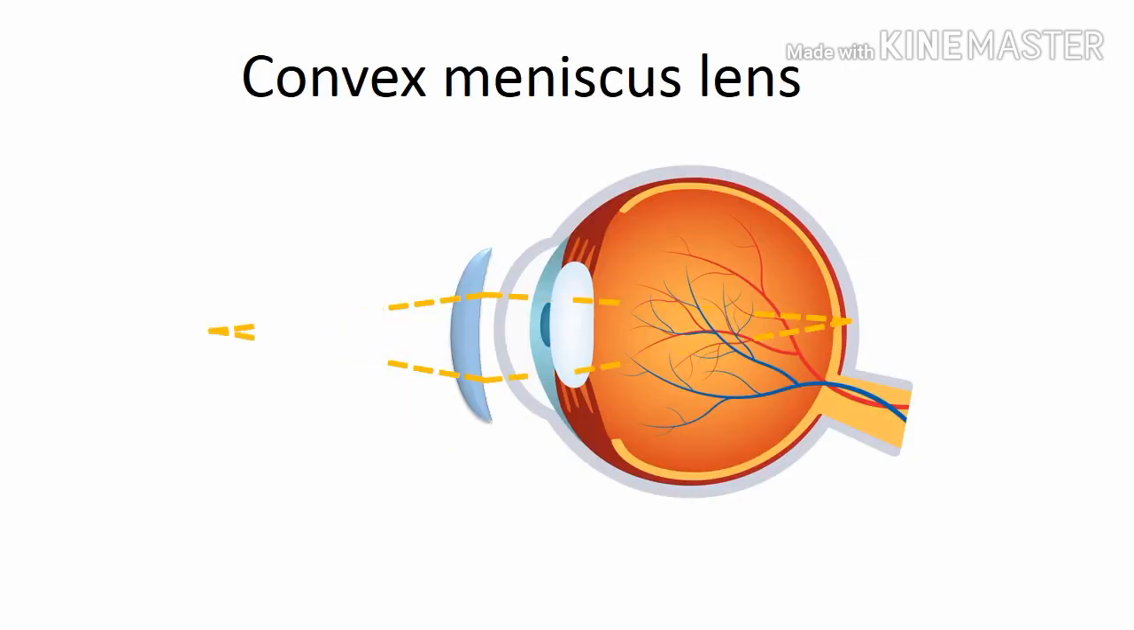In order to correct this defect, a convex meniscus lens is used. The convex meniscus lens receives the light rays and converges them. The eye lens converges the light rays again to focus the image at the retina.